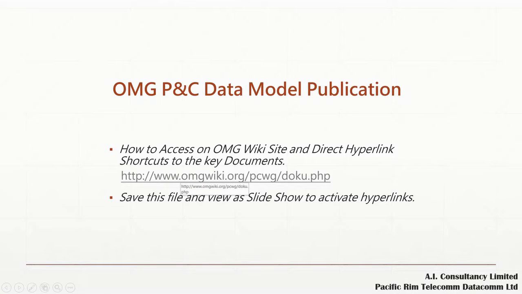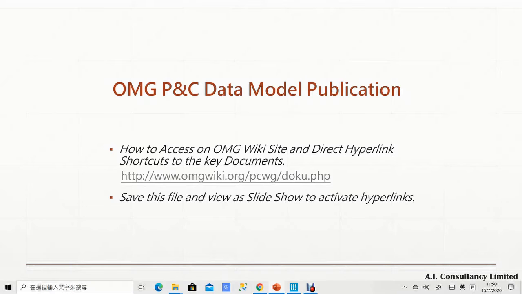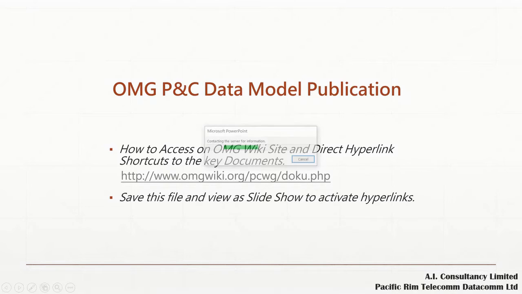I will use the Object Management Group Property and Casualty Insurance data model and Erwin Data Modeler to demonstrate the whole cycle of how evolvable data architecture supports agile and microservices development. Firstly, you can download the P&C data model from the OMG site by clicking the link here.